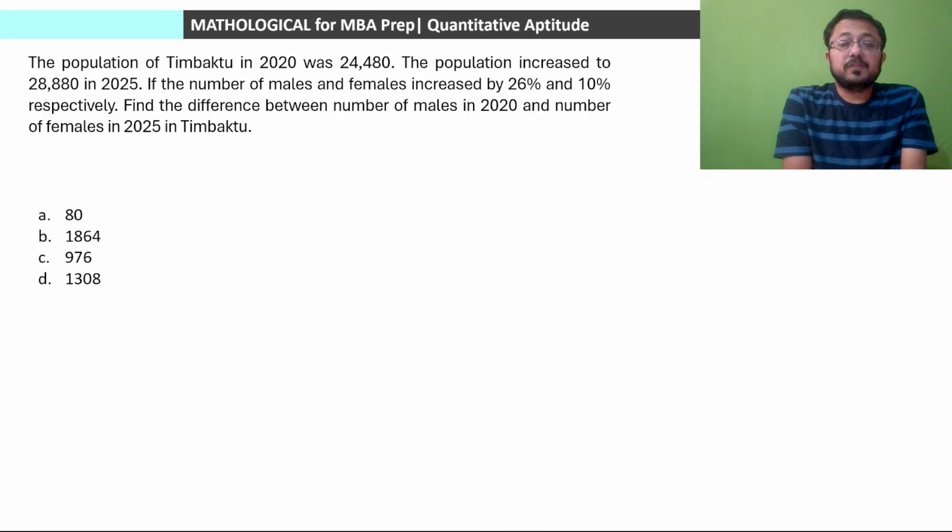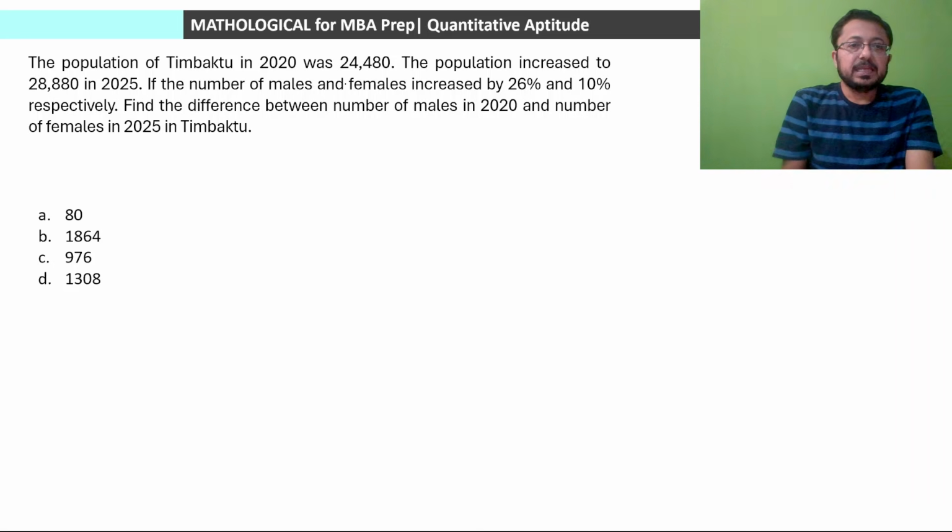The population of Timbuktu in 2020 was 24,480. The population increased to 28,880 in 2025. If the number of males and females increased by 26% and 10% respectively, then find the difference between number of males in 2020 and number of females in 2025 in Timbuktu. Now this is a very conventional question.